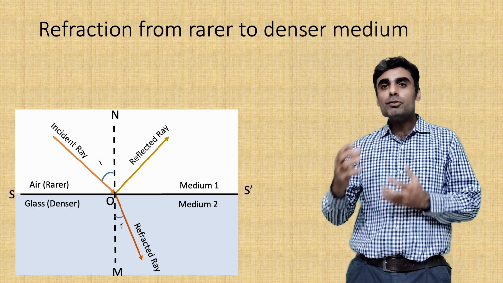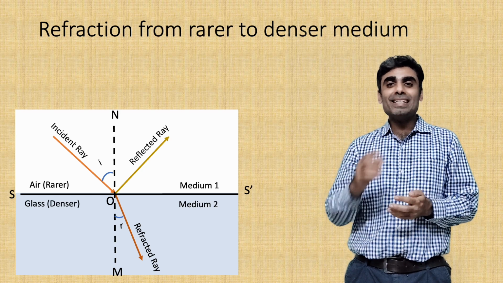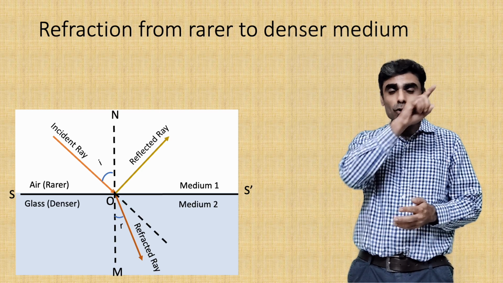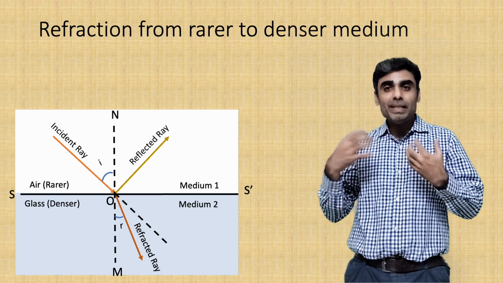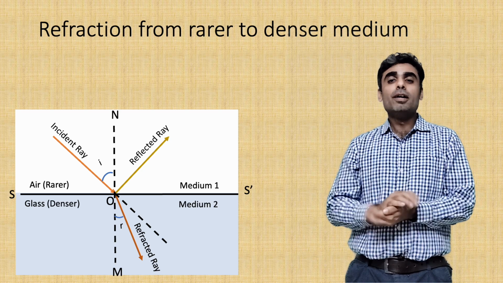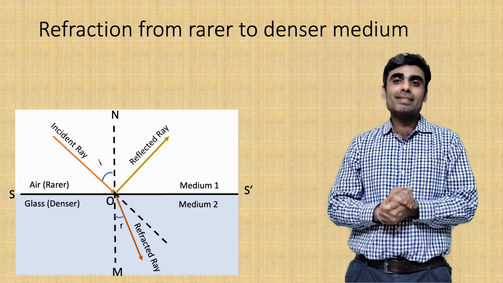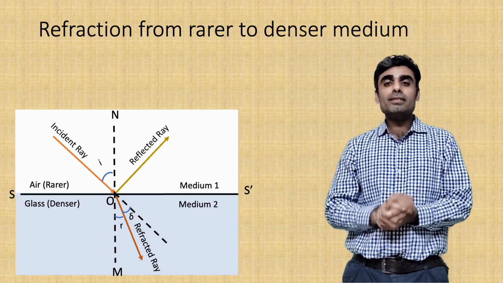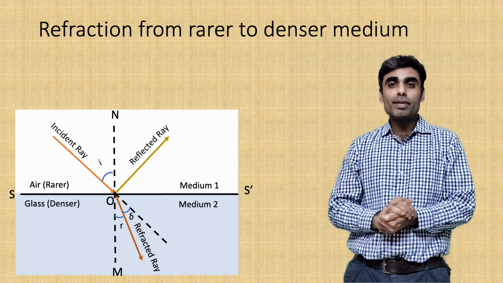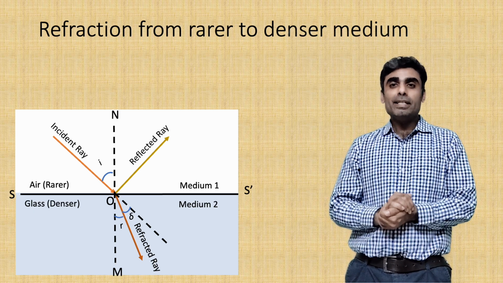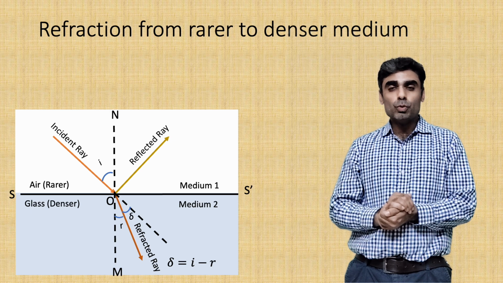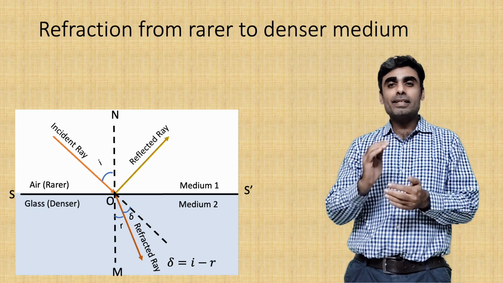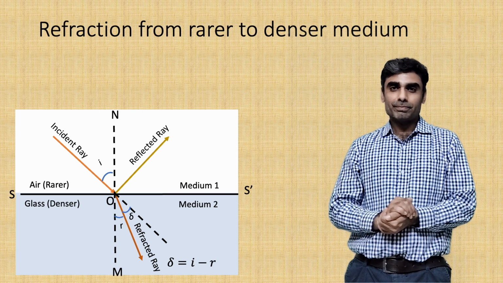Now, in absence of the medium, you can imagine that the incident ray would have travelled in an undeviated manner. It would have gone straight. But because of the medium, there was some deviation. We will represent this deviation as delta. Now, the angle of incidence is greater than the angle of refraction in this case. Deviation delta is equal to I minus R. Angle I is greater than angle R, right?